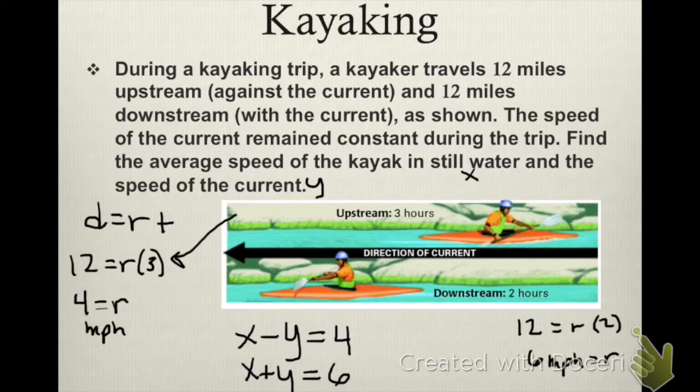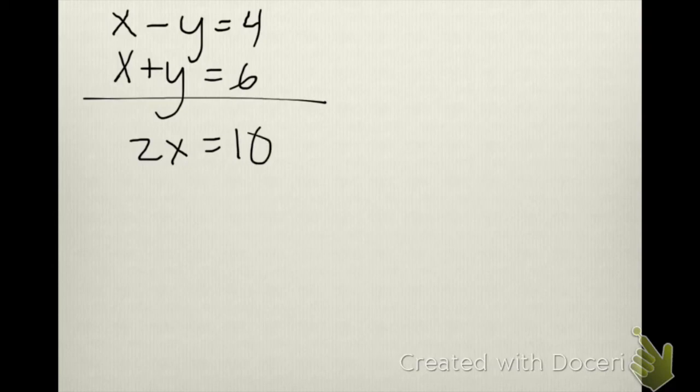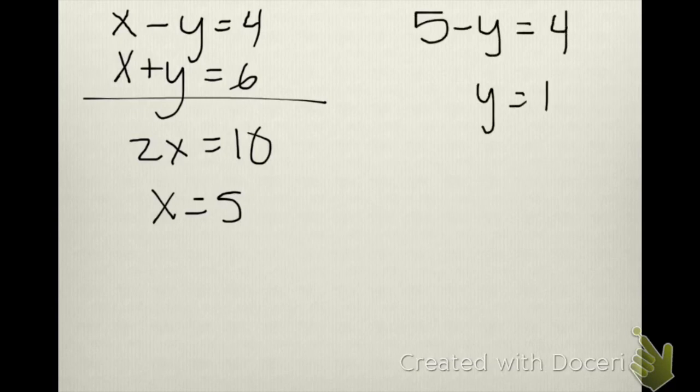So on another page, we're going to solve this system. So we have x minus y equals 4, x plus y equals 6. I'm going to add these, so I get 2x equals 10, x equals 5. So if x equals 5, 5 minus y equals 4, y equals 1. So my speed in still water is 5 miles per hour. The current speed is 1 mile per hour.